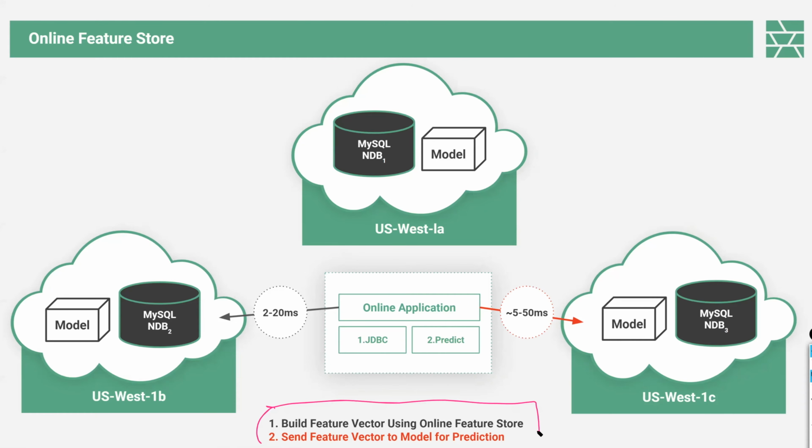And then they send that feature vector, and it has to have the same order as the training data set. The features need to be in the same order to the model for prediction. So sometimes that'll be a NumPy array that you send. And this can actually all be done in the model.